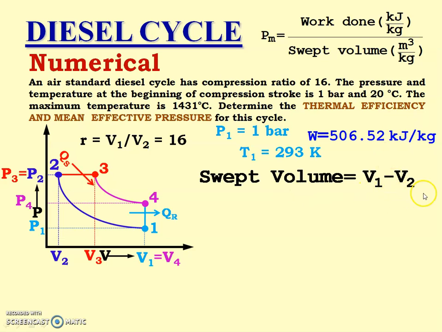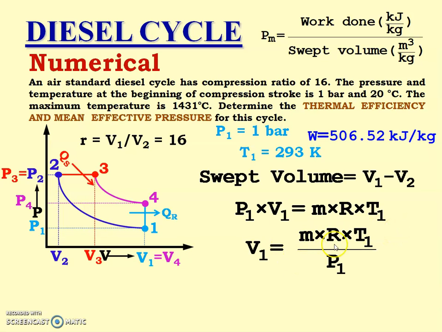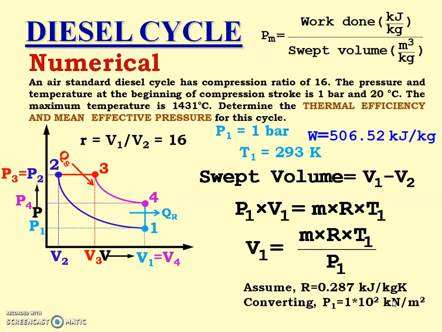Swept volume is V1 minus V2. So we have to calculate V1, then V2, and then we can calculate V1 minus V2. What is given is R, that is V1 by V2, equal to 16. Now what is the basic equation? P1 V1 is equal to m R T1. P1 is given, V1 we want to calculate. Mass is 1 kilogram. R is not given, and T1 is given. So V1 is equal to m R T1 divided by P1.